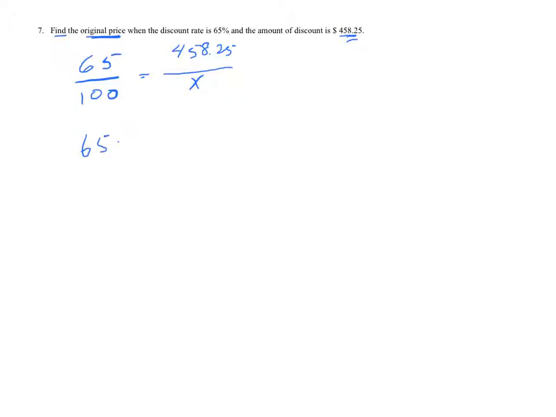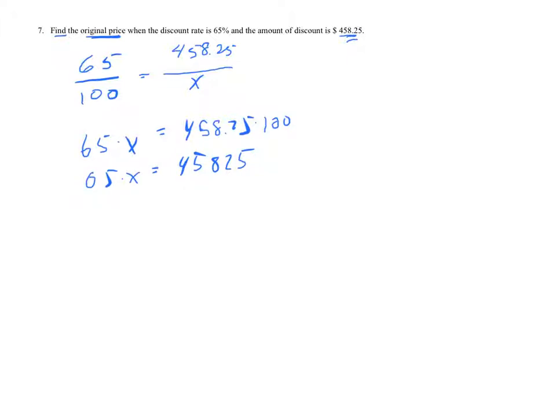We use our cross product again. 65 times X equals 458.25 times 100. When you multiply 458.25 times 100, you get 45,825. So that 100 just moves that decimal point two places over to the right.